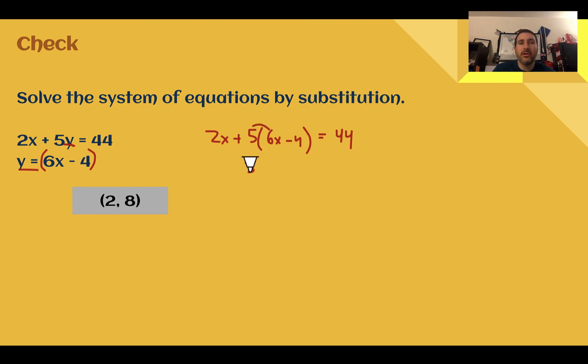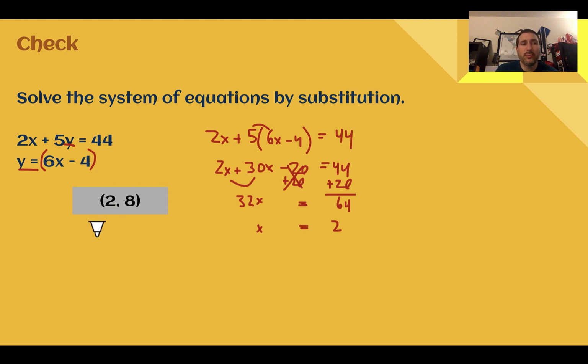Distribute out, I get 30 x's and minus 20. So 2x and 30x minus 20 is 44. Together, that's 32x. Add the 20 to get rid of it off of the left to both sides. I get 44 plus 20 is 64. 32 times what is 64, so x must be 2, just divide by 32.